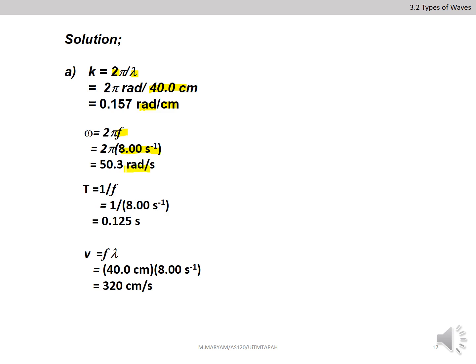For period, T equal to 1 over f. So just substitute the f here, so we got the value of the period. Then v equal to f lambda. f is given already, 8 per second, times lambda 40 centimeters. So you got the velocity 320 centimeter per second, because lambda is given in centimeter.